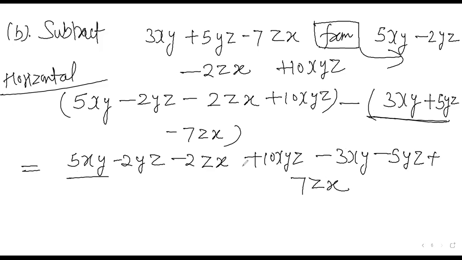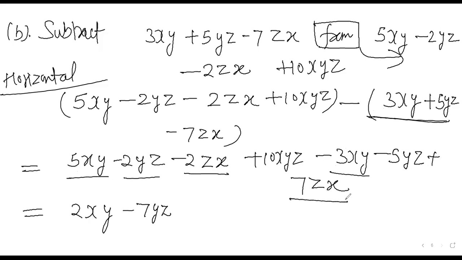Now find the like terms. 5xy and 3xy will give you 2xy, 5 minus 3 is 2. Minus 2yz minus 5yz will give you minus 7yz. Minus 2zx plus 7zx will give you 5zx, with a plus sign because 7 has a plus sign. Look at the plus sign: here it will be negative, but after opening the bracket, it will give you a plus sign.